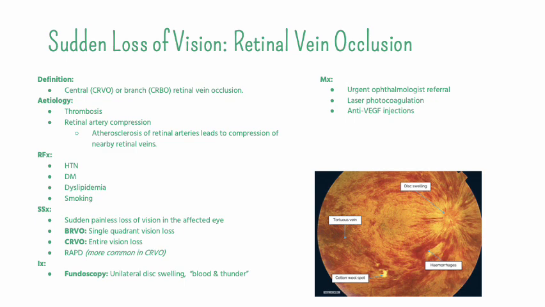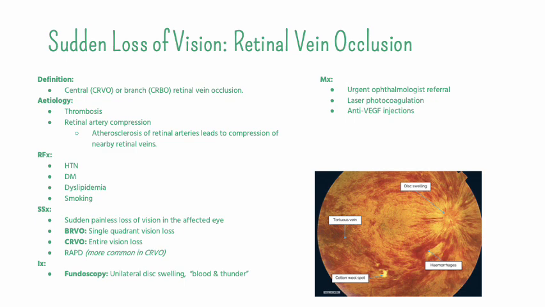The signs and symptoms are a sudden painless loss of vision in the affected eye. However, in comparison to RAO, the loss of vision can be more gradual. In BRVO, the visual loss is in a single quadrant, whereas in CRVO, similarly to CRAO, the entire vision is lost. Similarly, there is also a relative afferent pupillary defect in CRVO.